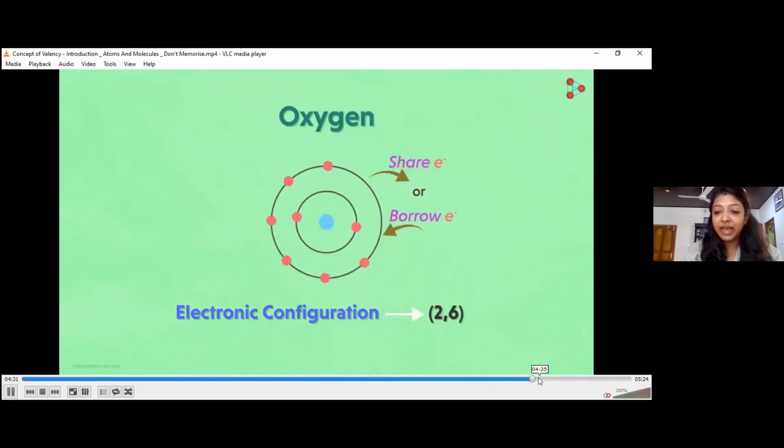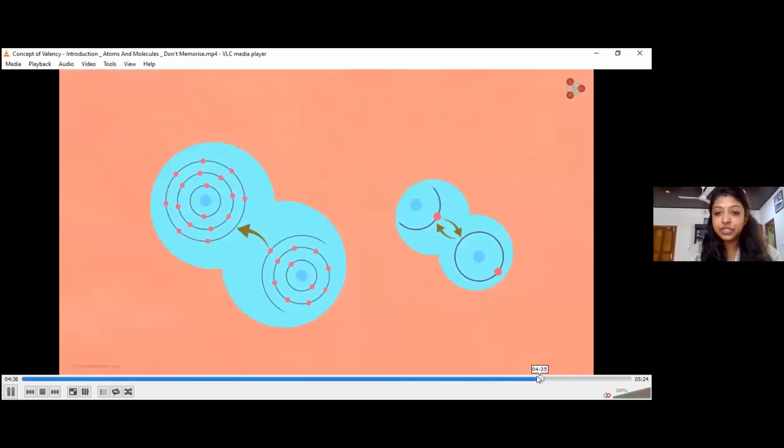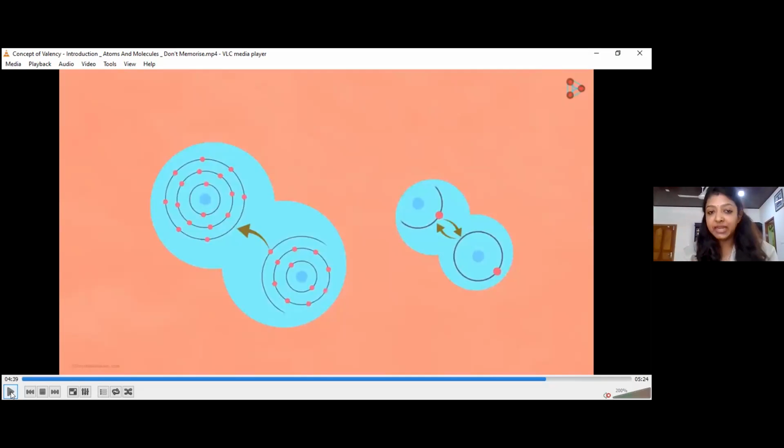So what factor decides if an atom has to share electrons, or borrow electrons, or give and take electrons? That factor is called valency, and valency and valence electrons are the reasons behind the formation of chemical compounds. That was an introduction to the topic of valency. Now we'll see in detail what valency is. So I call upon Faslana for the same.